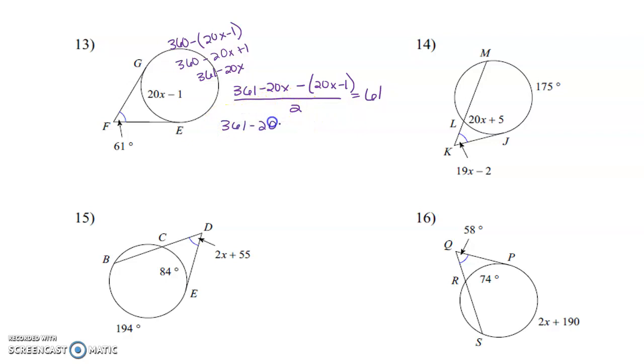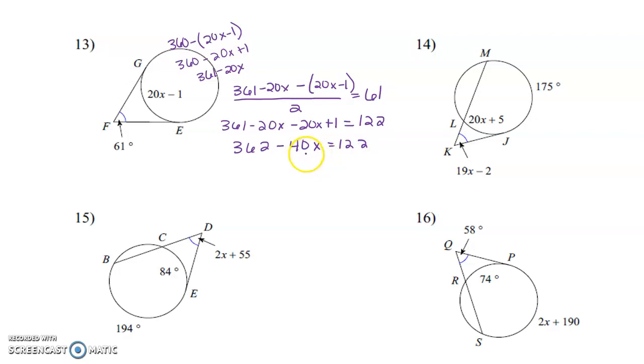Okay, so let's 361 minus 20x. Let's distribute our negative. Minus 20x plus 1. And we're going to go ahead and multiply by 2. 122. Combine my like terms. I get 362 minus 40x equals 122.